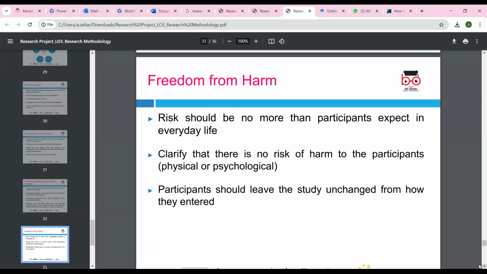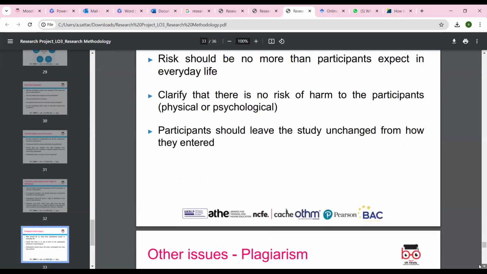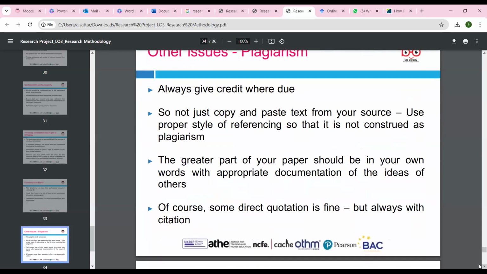Freedom from harm or risk: it should be no more than participants experience in everyday life. Clarify that there is no risk of harm to participants, physical or psychological, and participants should leave the study unchanged. That is what we can look at among other issues.